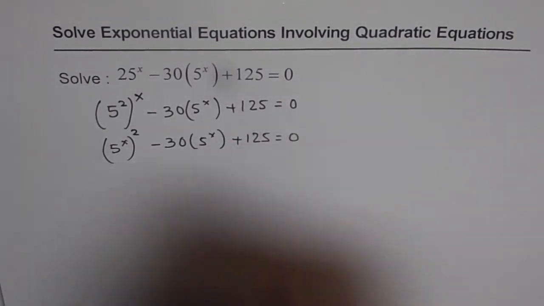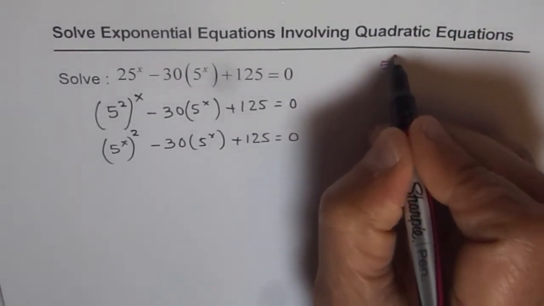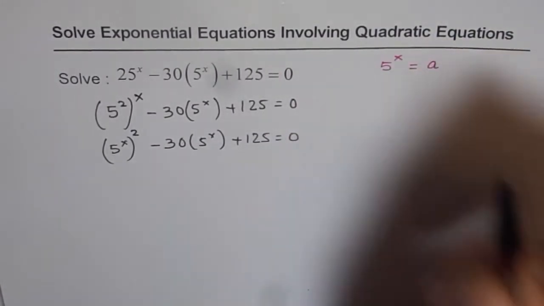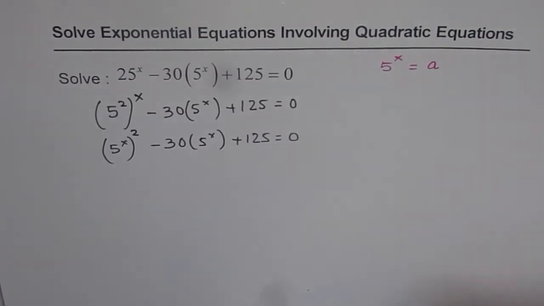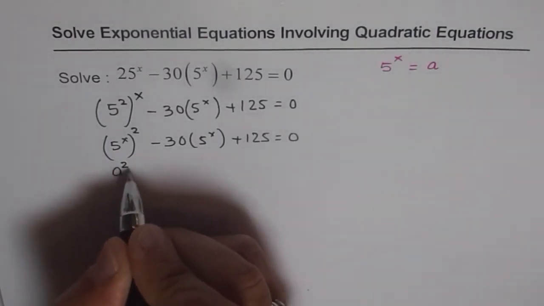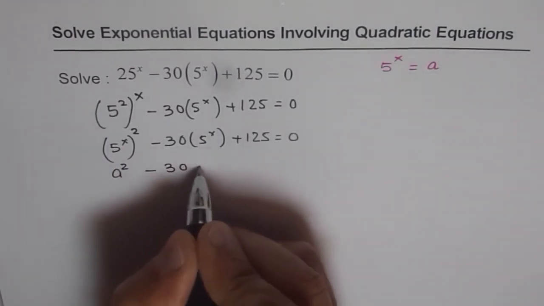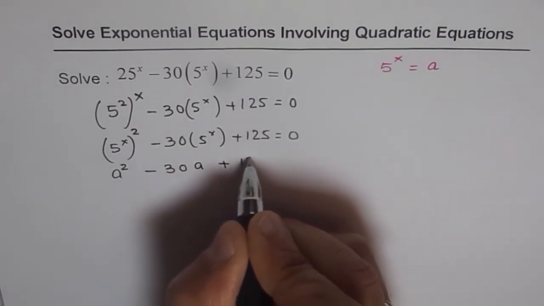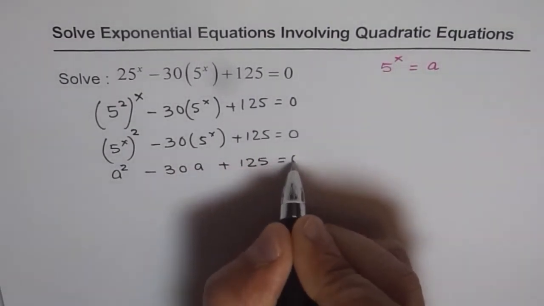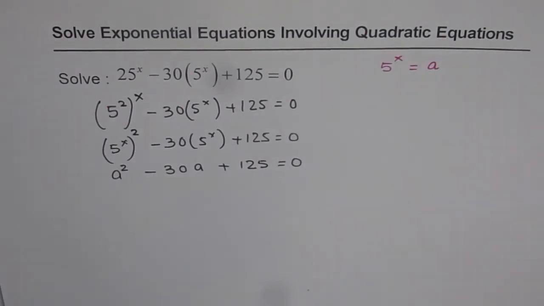Now see, if I substitute 5 to the power of x equals a, what do I get? We get a square minus 30a plus 125 equals 0. That is what we get, right? Now this is a quadratic equation, so it can be factored and we can find a solution from here, right? So it is a quadratic equation.